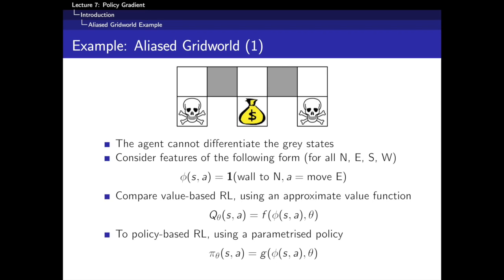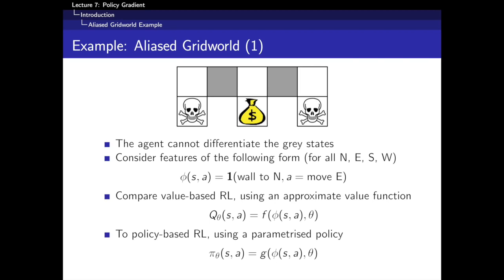We're going to consider features of both the state and action. So they're going to be features that say things like, is there a wall to the north of me? Is there a wall to the south of me? In between these squares, by the way, if they're adjacent, there's no wall between them. So this is like, is there an exterior wall?